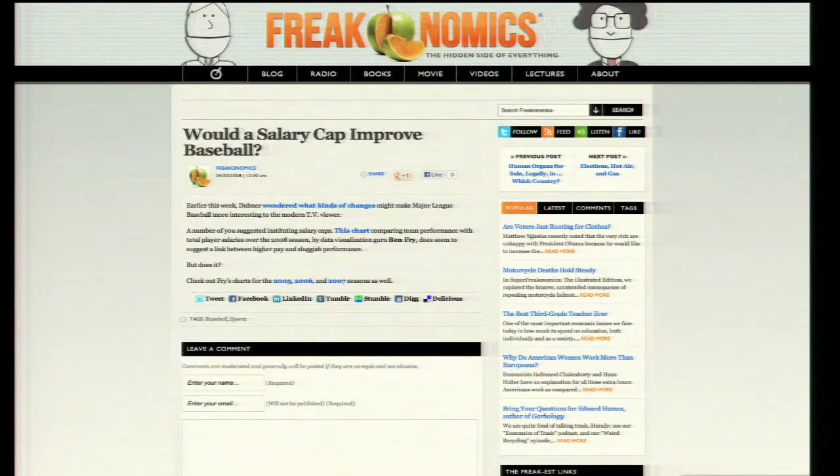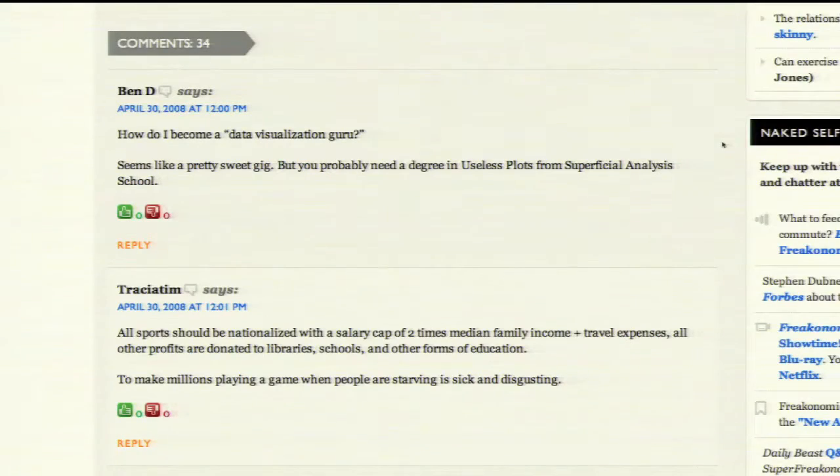It got picked up by the Freakonomics guys, who were thinking about salary cap, and so they talk about this chart comparing team performance with total player salaries over the 2008 season by data visualization guru Ben Fry, which does seem to suggest a link between higher pay and sluggish performance. It's not quite the intent of the piece, but interesting that they had linked to it. But this also is the source of my favorite comment about work that I've ever received.